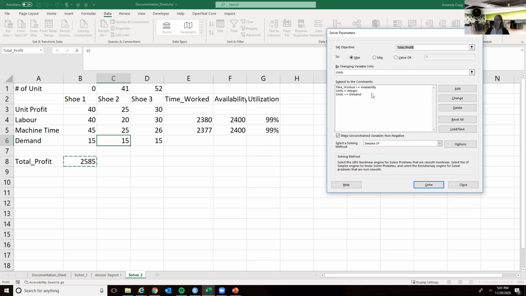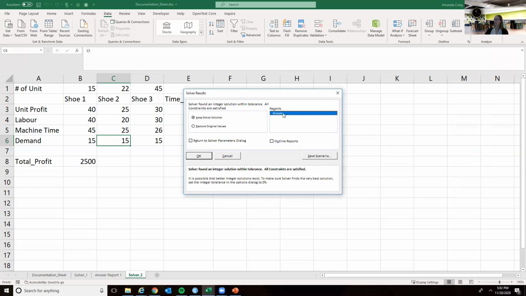And then again, everything else remains the same. So my availability is still limited to 2,400 units. I still want to maximize my profit, so I don't want to change anything else. I'm just going to press solve. And then once again, I want to generate my answer report, so I'm going to highlight the answer report and press OK.